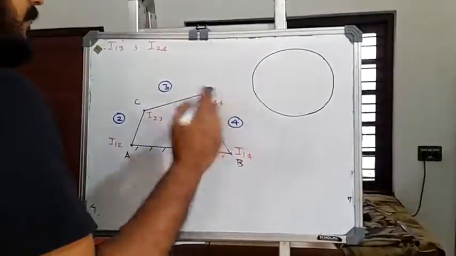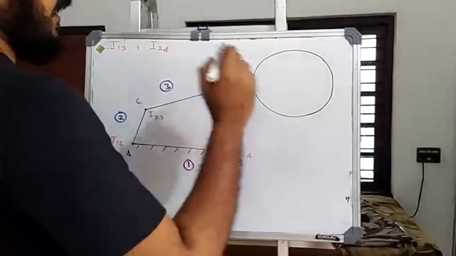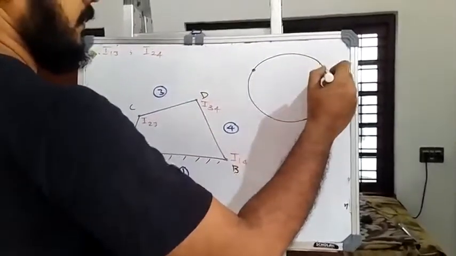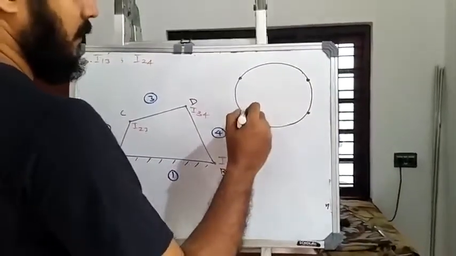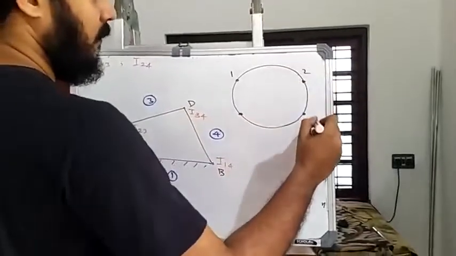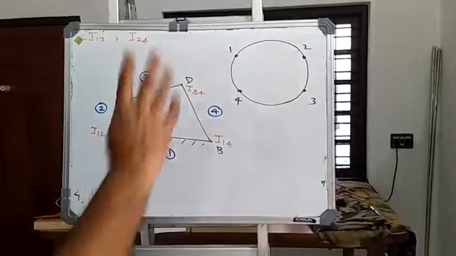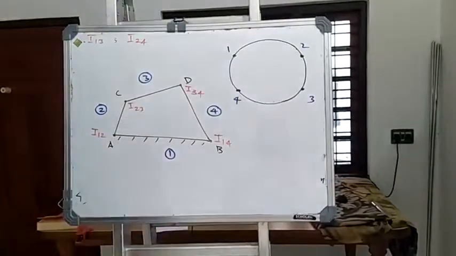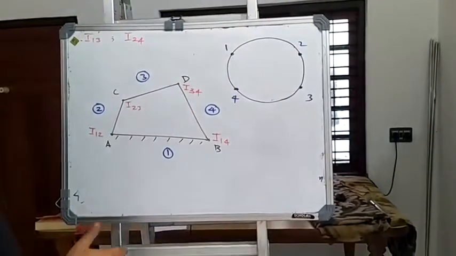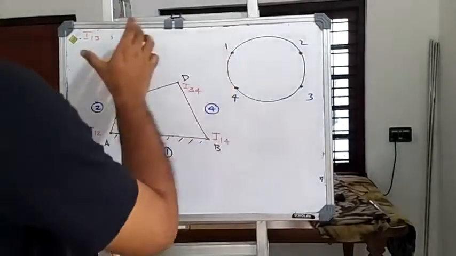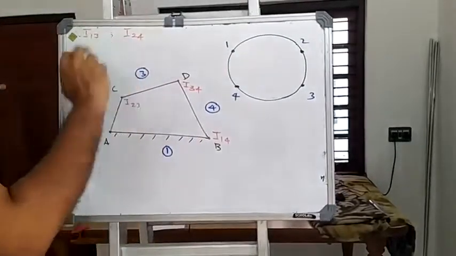As we have only 4 links, I am going to represent the 4 links like this, in this manner: 1, 2, 3, 4. I have represented the 4 links using 4 dots on the circumference of this circle. Now, we are going to find out the 2 I centers.